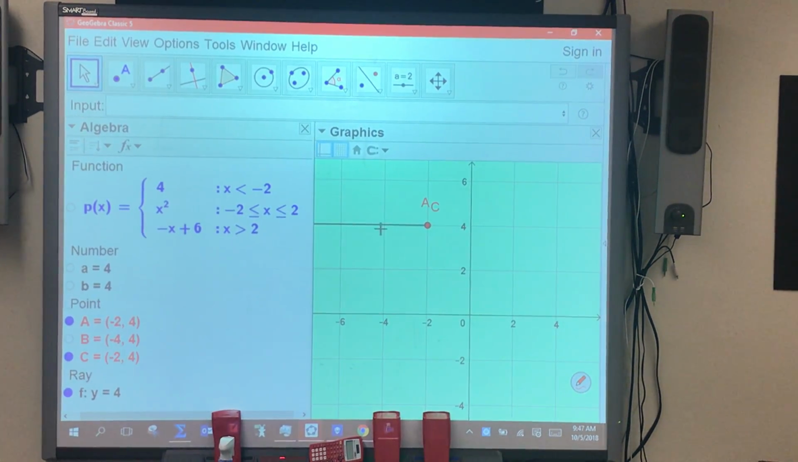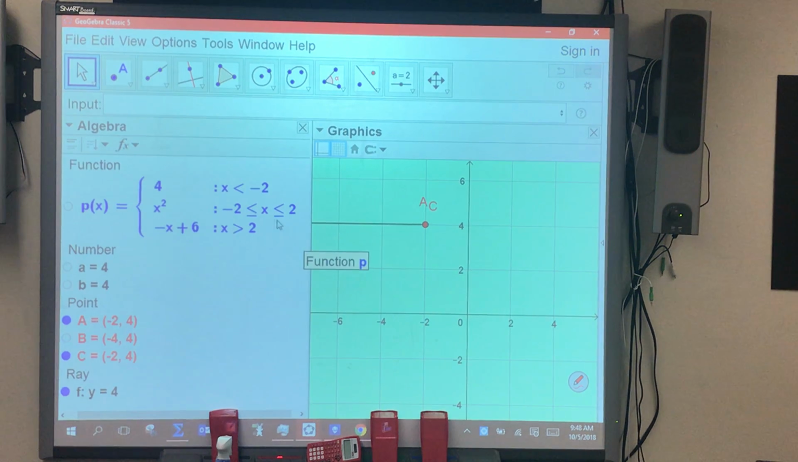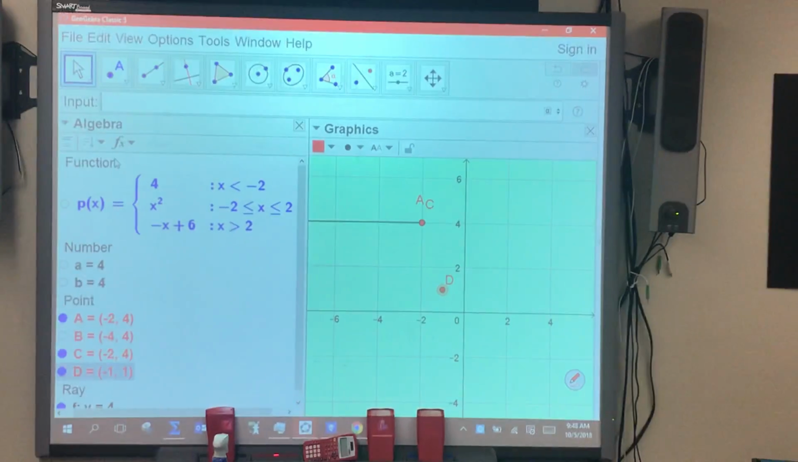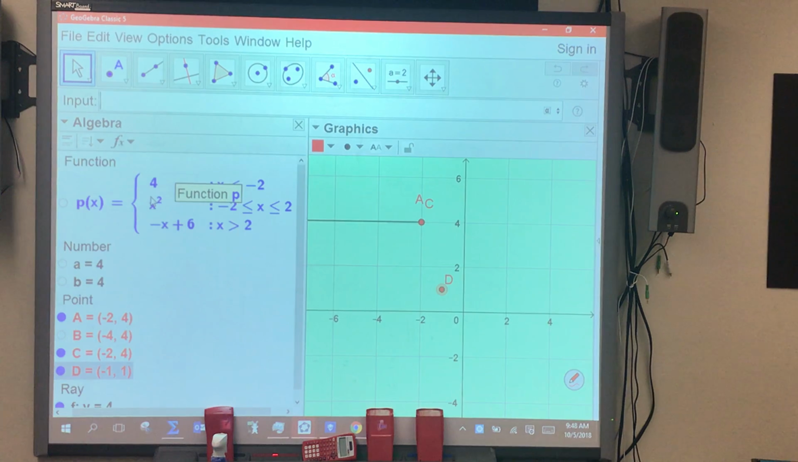So we try negative 2, we get 4 back, right? What's another value inside here that we should use? Negative 1, okay? So I'm going to take negative 1, evaluate it at P. If I plug it in here, negative 1 squared gives me the positive 1, right? Now, what's another good value to choose inside there? 0. So take 0, evaluate it at 0. The x value is 0. Plug it in, I get 0 back, right?